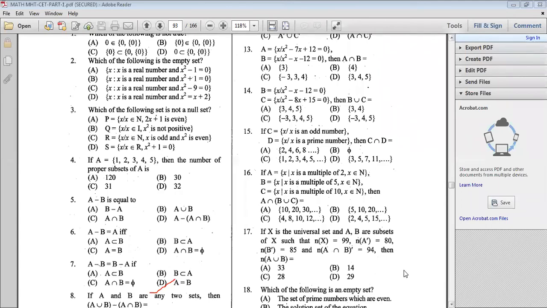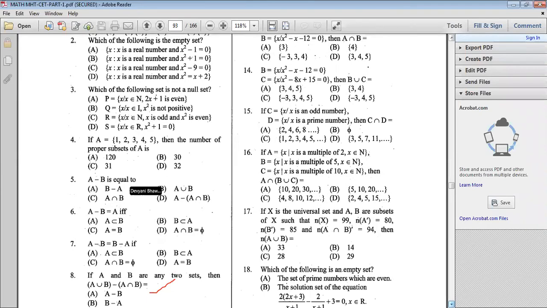When A is equal to B, tell me what is A minus B? When A is equal to B, what about A minus B? A minus B is equal to B minus A. What is the value? When A is equal to B, what is A minus B then? That is zero, right? When A is equal to B, A minus B is equal to the null set.